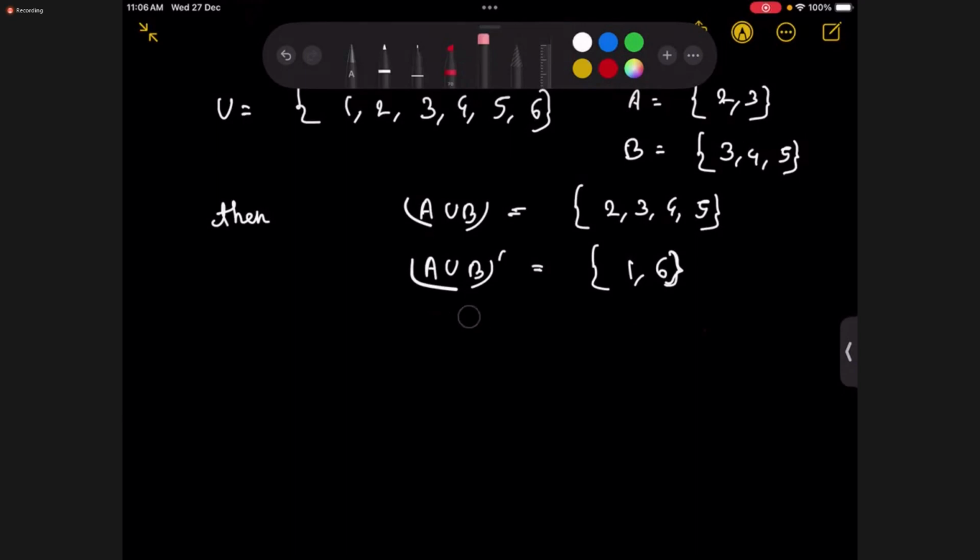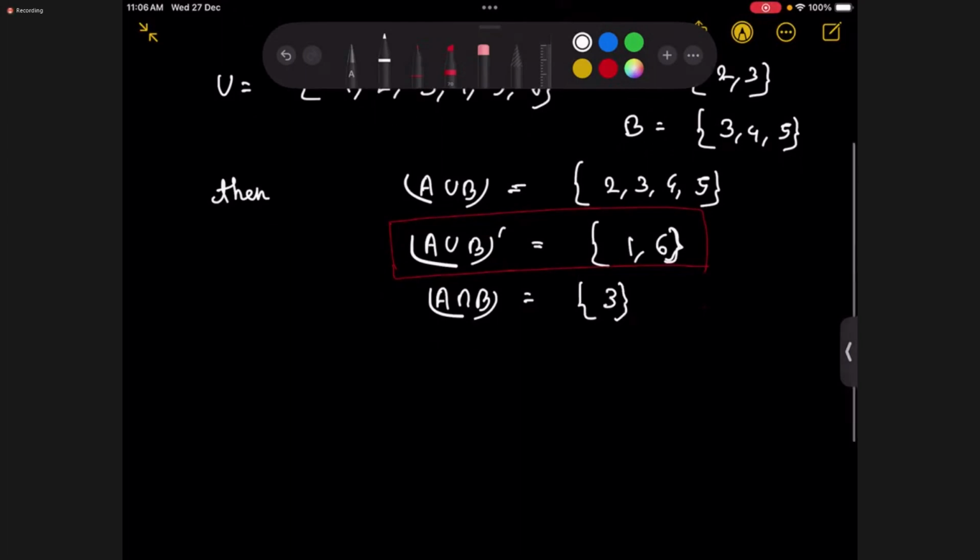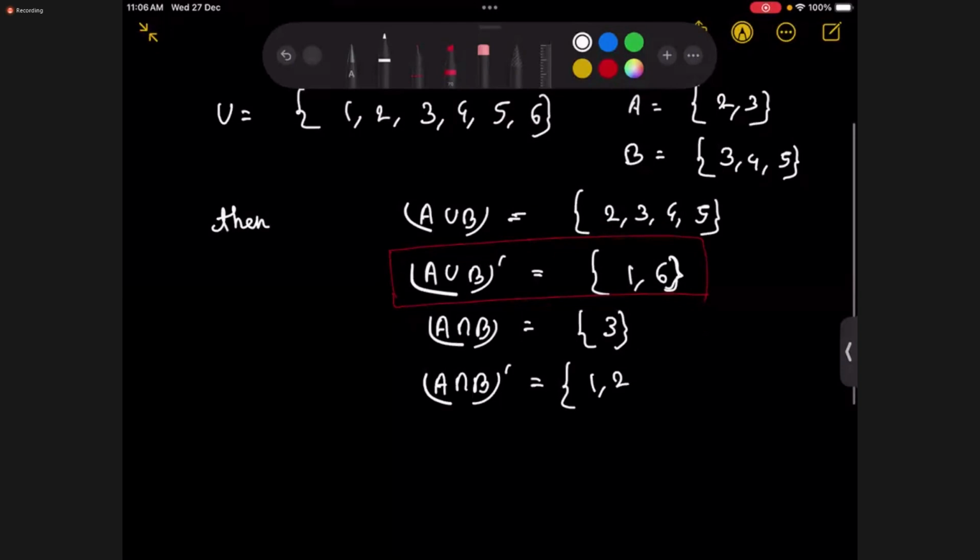Now what about A complement? Okay, let us discuss both the things together. What about A intersection B? We have this thing. A intersection B contains only the element 3. Okay. So what about the complement of A intersection B? The complement of A intersection B is equal to {1, 2, 4, 5, 6}.